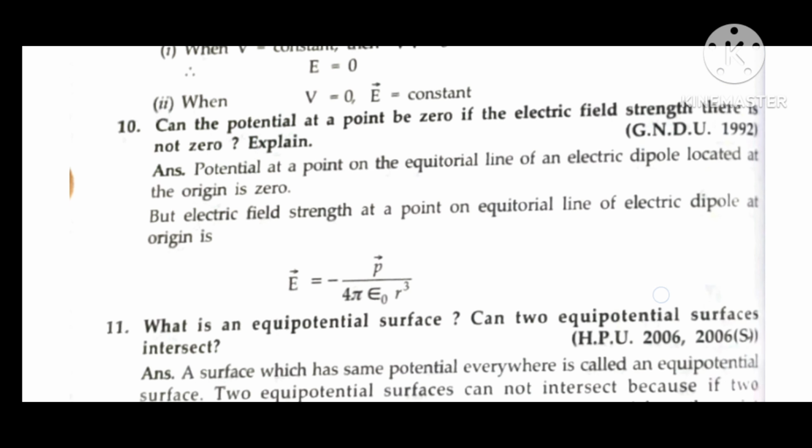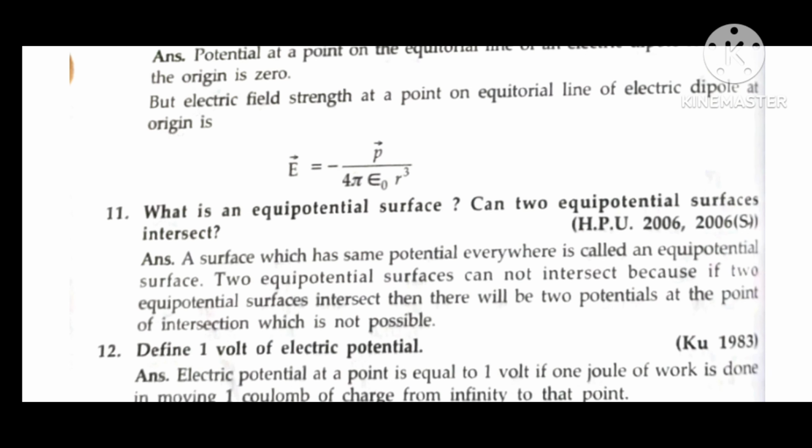Can the potential at a point be 0 if the electric field strength there is not 0? Potential at a point on the equatorial line of an electric dipole located at the origin is 0, but electric field strength at a point on the equatorial line of an electric dipole at origin is E vector is equal to minus P vector divided by 4 pi epsilon naught r cube.